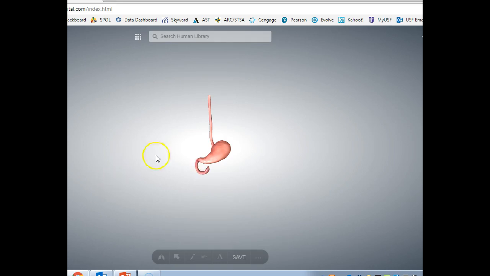So the first section is going to be the duodenum, which you'll see right here. Most of the chemical digestion is going to occur in this section. So once we look at the liver and the gallbladder and the pancreas, you can see that they're all very close to the duodenum. So majority of chemical digestion occurs in the duodenum.